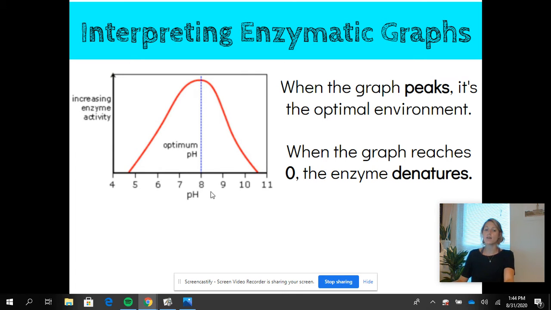Now, when we're looking at when an enzyme denatures, you're going to look at where the graph reaches the x-axis, where there's no enzyme activity left. Because remember, when an enzyme denatures, it means that the shape of the enzyme changed and the substrate can no longer fit. Therefore, the enzyme can no longer work. So there are two places where it hits zero enzyme activity, where it crosses that x-axis: at about 4.7 here, and at about 10.5 here. We'll try one more example together.